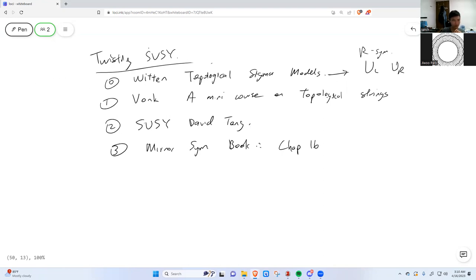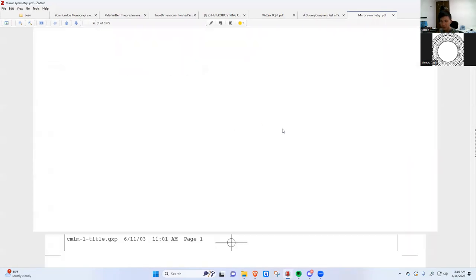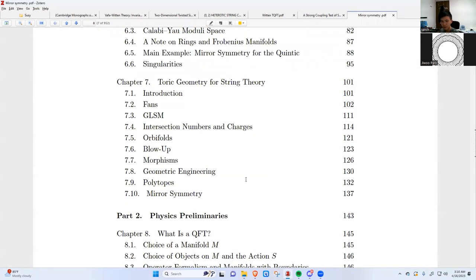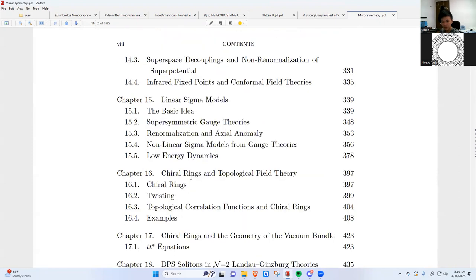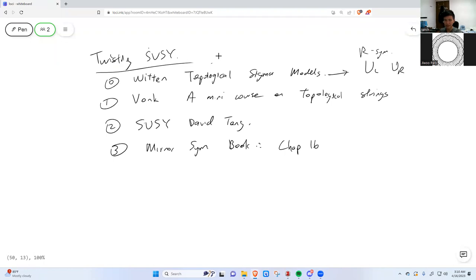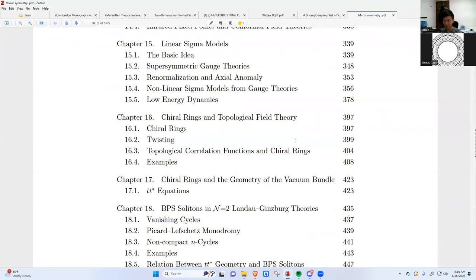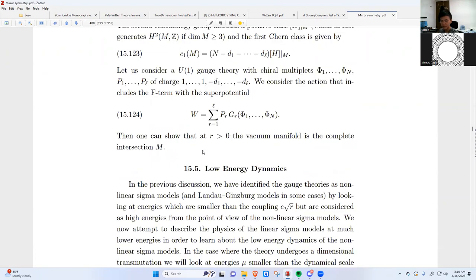So the mirror symmetry book, chapter 16, talks about this twisting over here. The thing is that when I tried to search supersymmetry twisting, I didn't get a lot of results. It's only when I searched topological strings that I got the results that I wanted. So that's just something to note if you want to study this. Page 399.